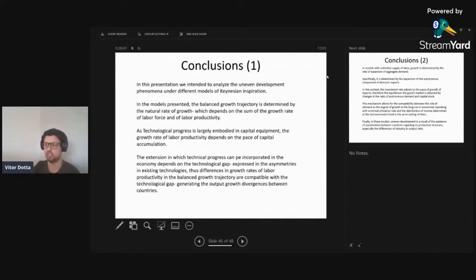Technological progress is largely embodied in capital equipment, and the growth rate of labor productivity depends on the pace of capital accumulation. Finally, the extent to which technical progress can be incorporated in the economy depends on the technological gap, expressed in the asymmetries of the existing technology. Thus, the differences in the rate of labor productivity in the balanced growth trajectory are compatible with the technological gap, generating output growth divergence between countries.